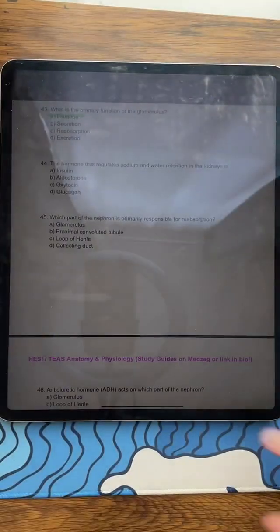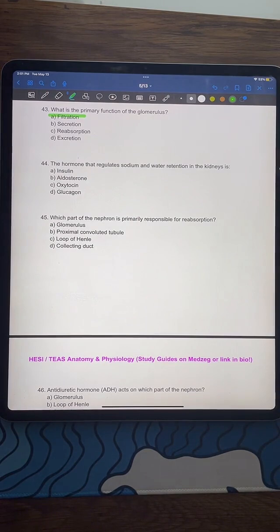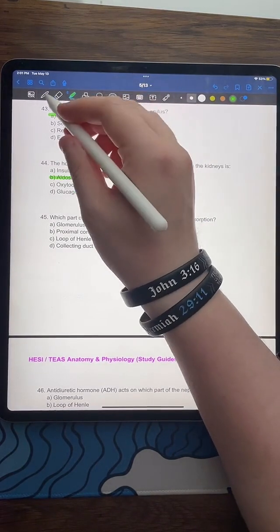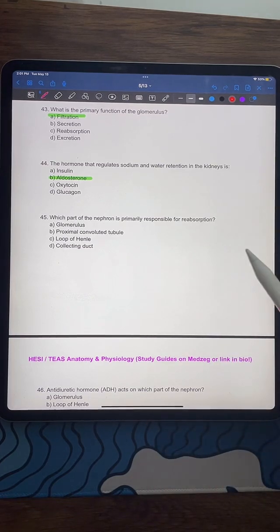The answer is B. The hormone that regulates sodium and water retention in the kidneys is aldosterone. Aldosterone is released by the adrenal glands. It increases sodium retention and potassium excretion. This is going to retain water and affect blood pressure.